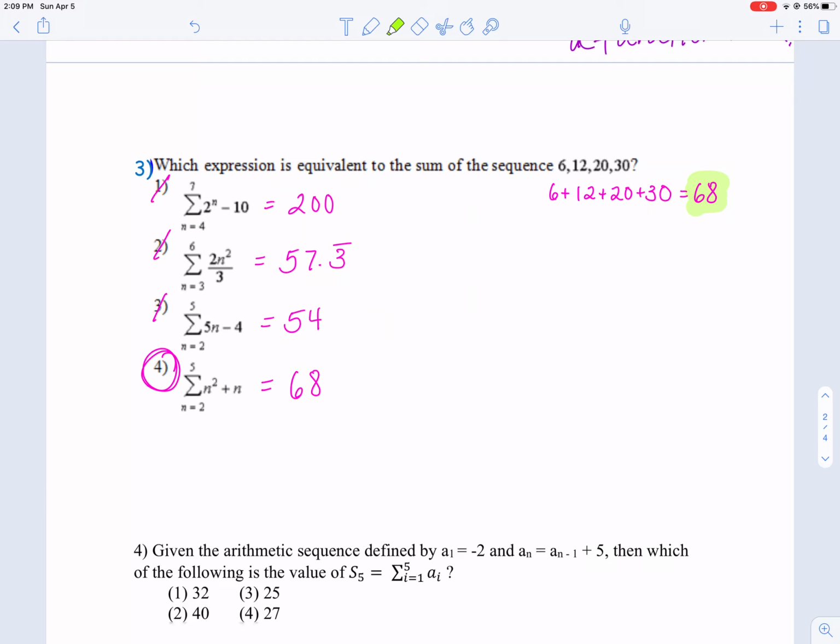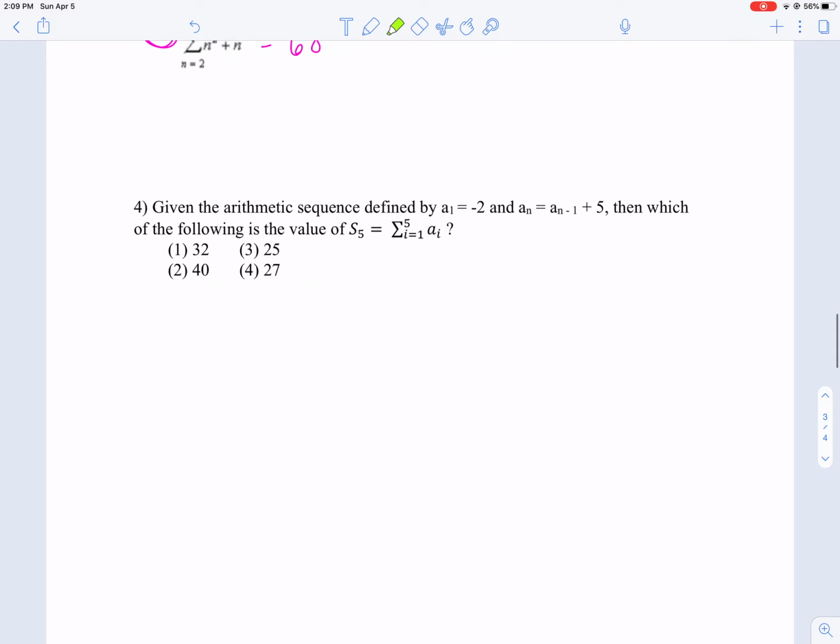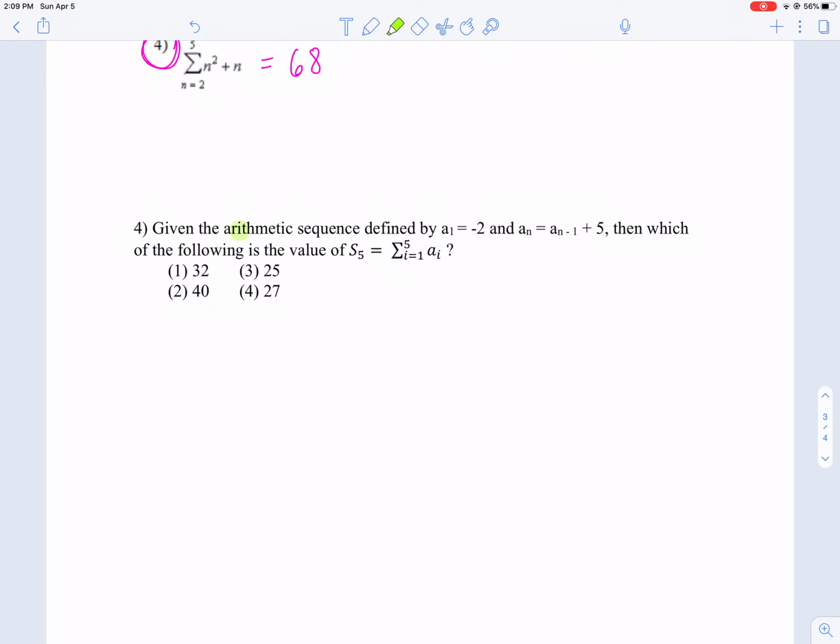Okay, let's take a look at the next one. In the next one, they're talking about an arithmetic sequence, but notice how it's written. It's an arithmetic sequence, but this is recursive, okay? This is definitely a recursive formula.